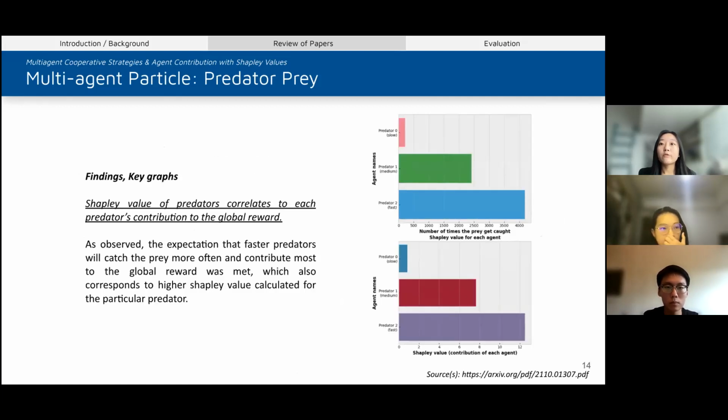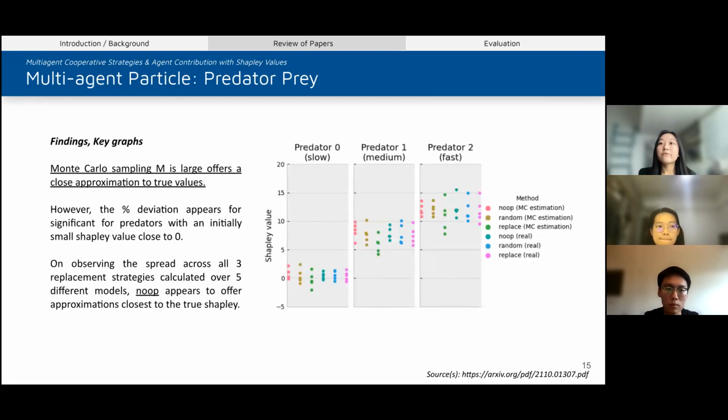The findings were able to first establish that Shapley values of predators correlate to the predator's contribution to the global reward. Based on the graphs on the right, we can see that it is expected for faster predators to be able to catch the prey more often and hence be attributed a higher Shapley value. More interestingly, the results from running the predator-prey experiments across several iterations are able to conclude that Monte Carlo approximation of Shapley offers a close approximation to the true value.